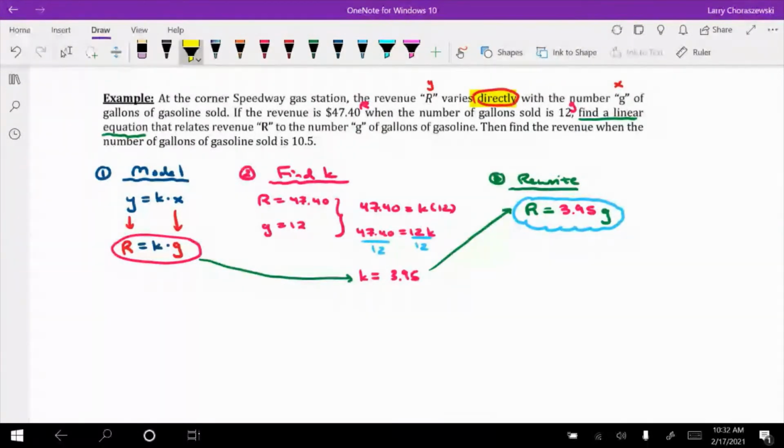Any idea as to what this 3.95 represents in this particular type of problem? It relates to gallons, but G actually represents our gallon quantity. The 3.95 is actually a rate. You can think of it as a slope M, and it would represent the cost per gallon of gasoline. So it'd be a gas price.